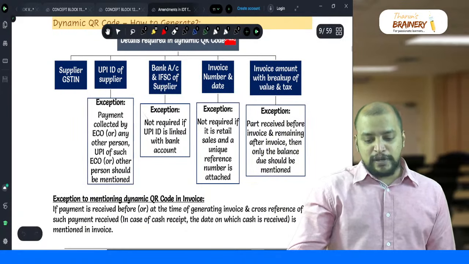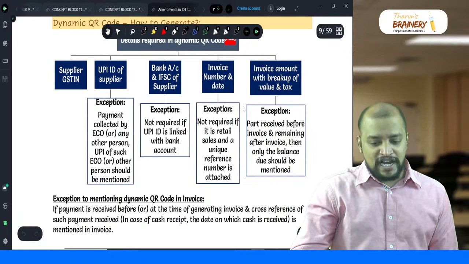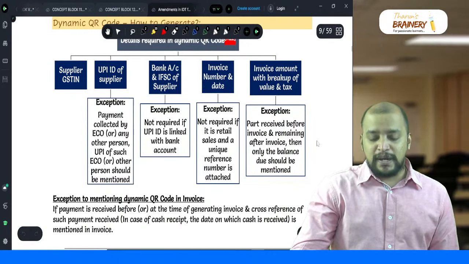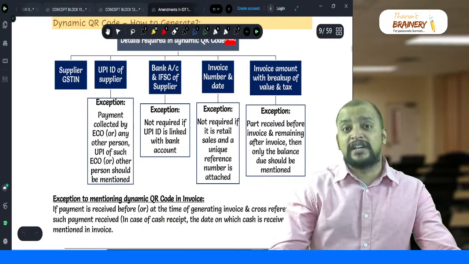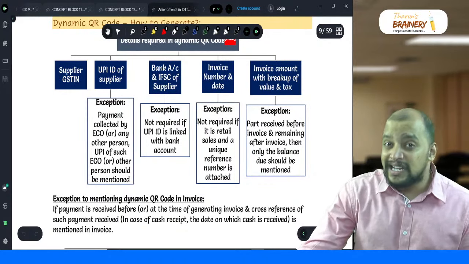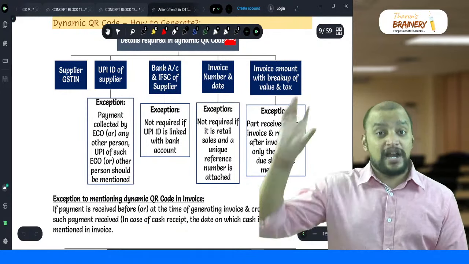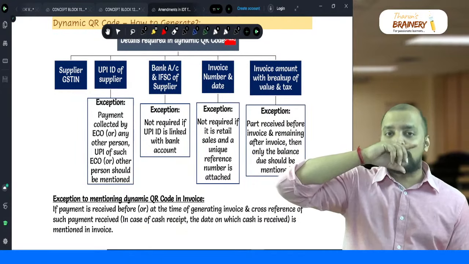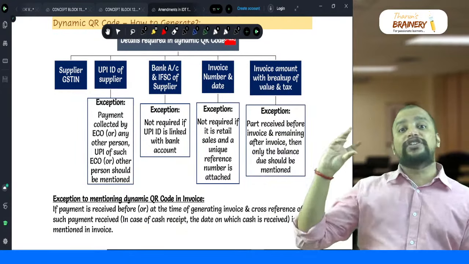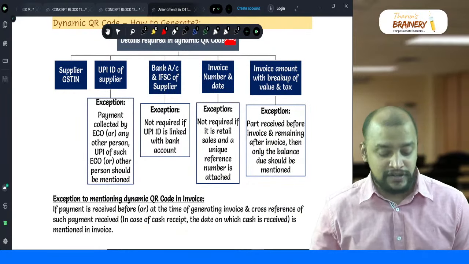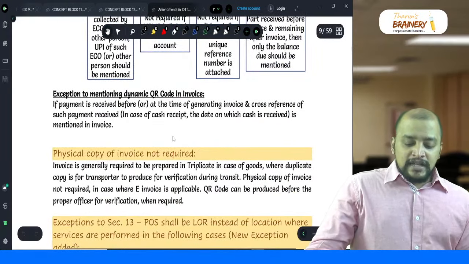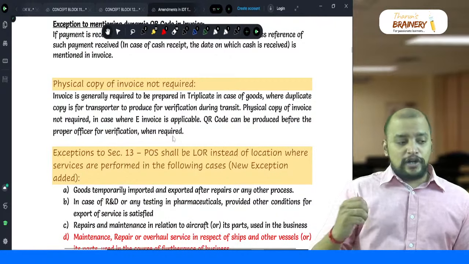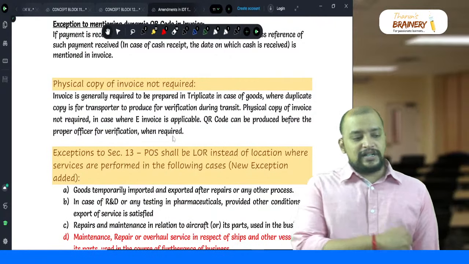So that is with respect to invoice amount with breakup of value and tax. So exception, part payment received before and part payment received after. The invoice should contain only the details related to that part payment which is not yet received, and the dynamic QR code also should contain the value and tax with respect to that part which is not received before the date of invoice.